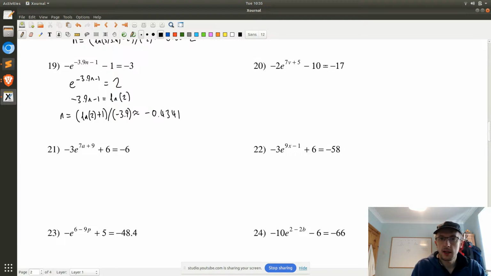Here, add 10 to both sides, so negative 7 divided by 2, 7 over 2, and negate both sides as well. 7 over 2, so 7v add 5 is ln 7 over 2. Okay, that's fine. So v is ln 7 over 2, take 5, all divided by 7.